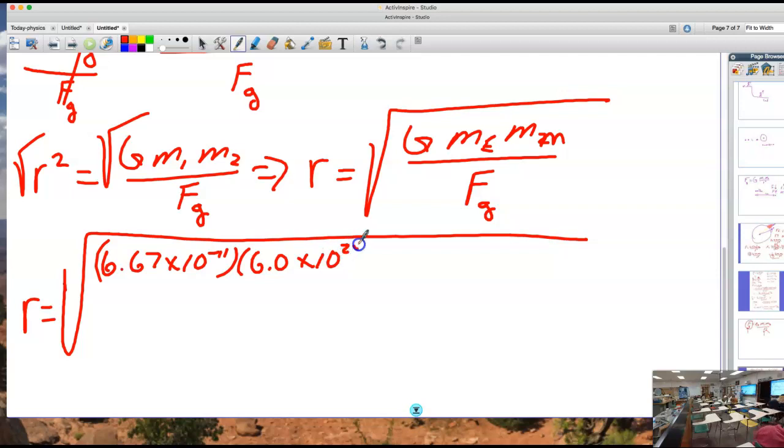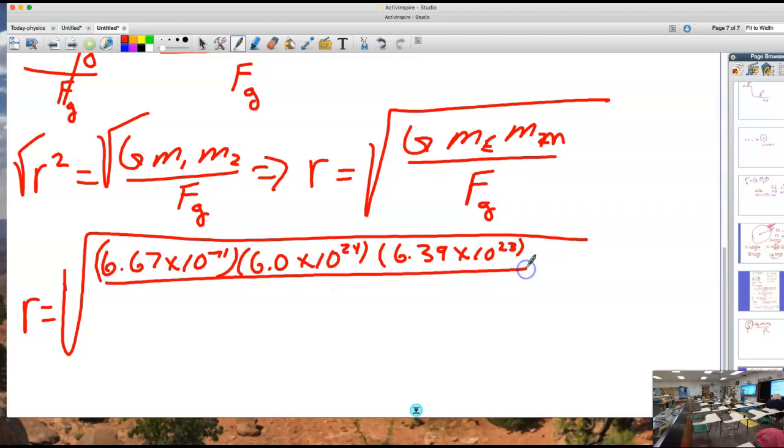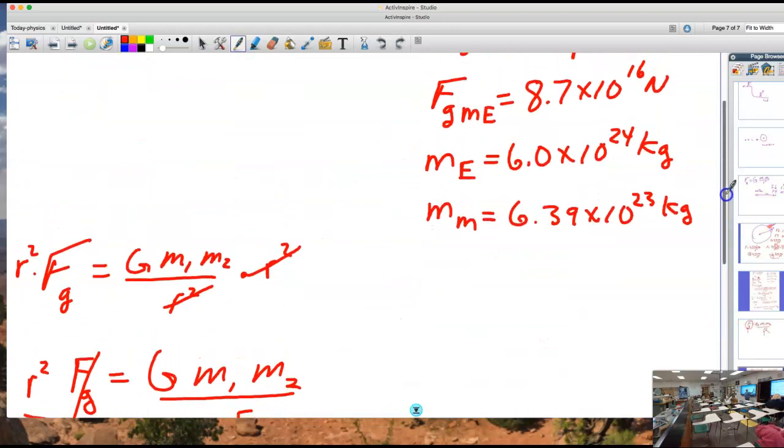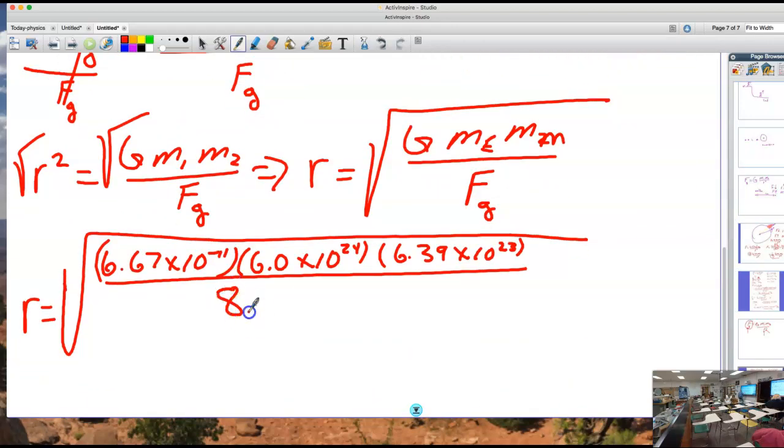24th? And the mass of Mars was 6.39 times 10 to the 23rd, all over, what was the force of gravity between the Earth and Mars? Remember? Neither do I. 8.7 times 10 to the 16. And those are in kilograms, the two masses are in kilograms, and the force is in newtons. So that lines up with all those units on that G, right?